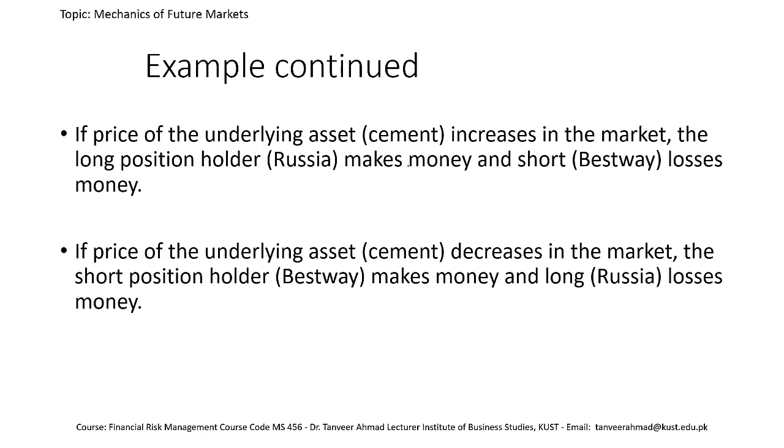If the price of the underlying asset increases in the market, the long position holder, which is Russia, makes money and the short position holder loses money. If the price of the underlying asset decreases in the market, the short position holder makes money and the long position holder loses money.